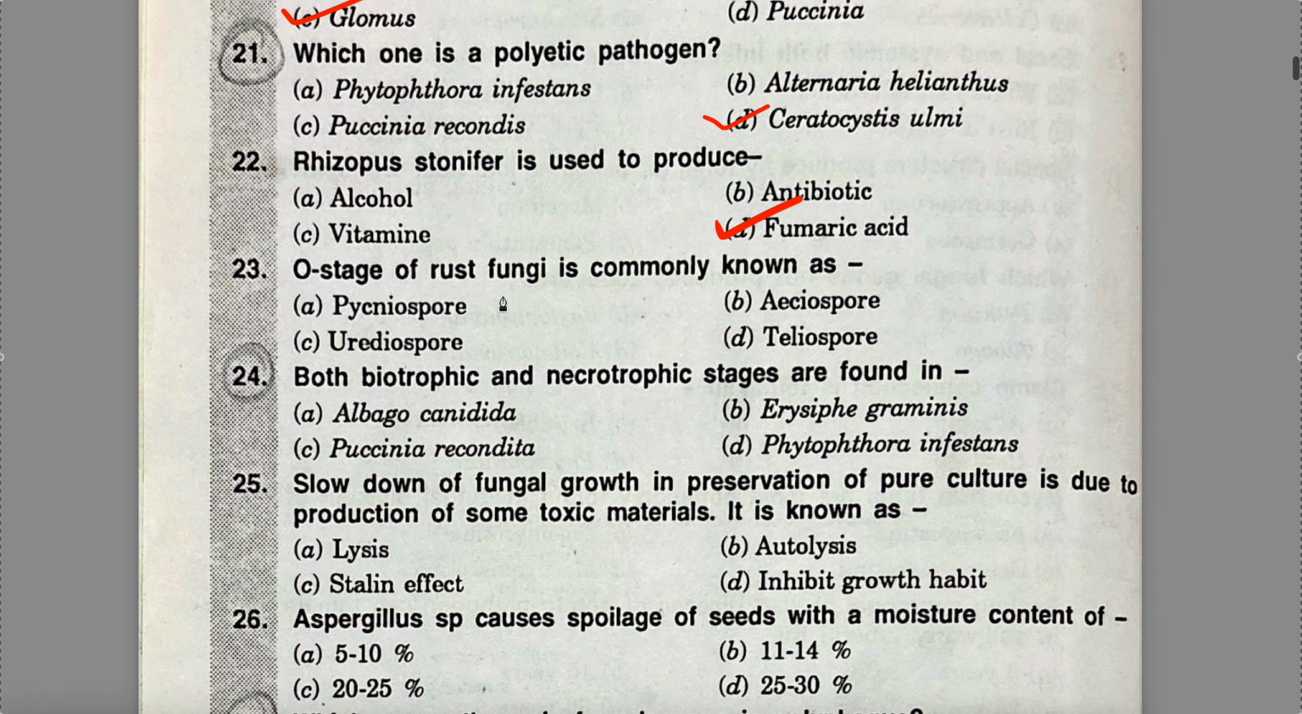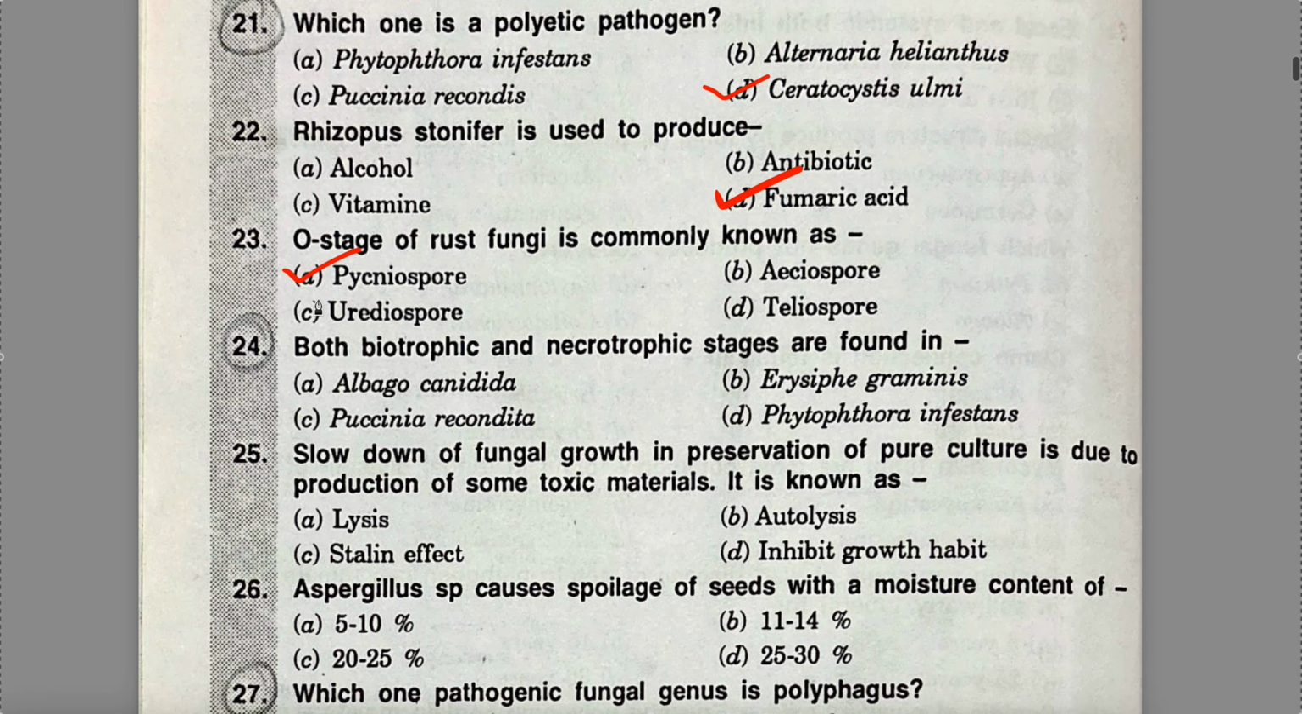23. Zero stage of rust fungi is commonly known as Pycniospore, Aeciospore, Uredospore, or Teliospore. Answer is Pycniospore. Pycniospore is stage 0, Aeciospore stage 1, Uredospore stage 2, whereas Teliospore is stage 3. What will be the stage 4? It's Basidiospore. There are 5 stages of rust fungi.